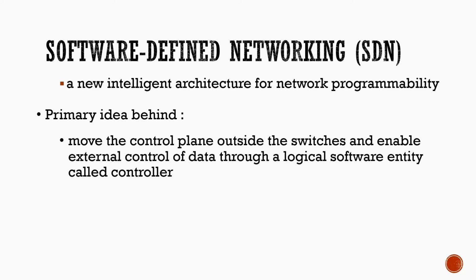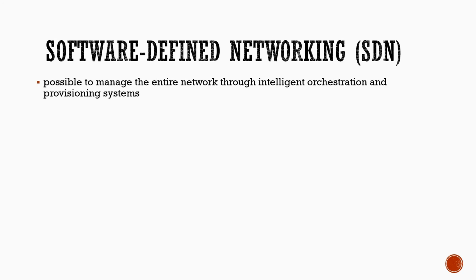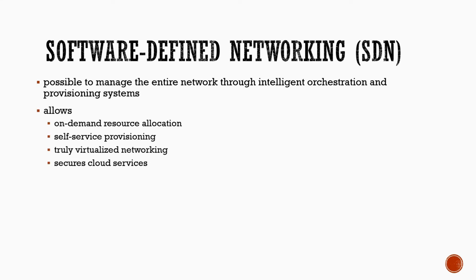SDN provides a simple abstraction to describe the components, the functions they provide, and the protocol to manage the forwarding plane from a remote controller via a secure channel. This abstraction captures the common requirements of forwarding tables for a majority of switches and their flow tables. It is possible to manage the entire network through an intelligent orchestration and provisioning system, and it allows on-demand resource allocation, self-service provisioning, truly virtualized networking, and secure cloud service.